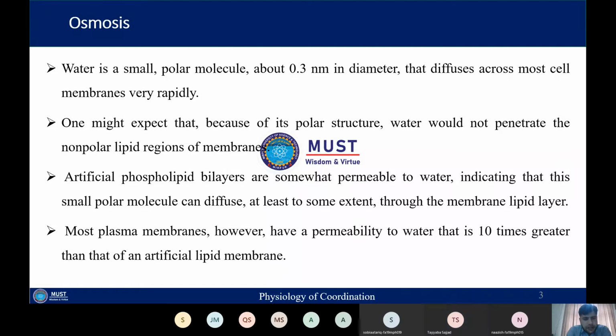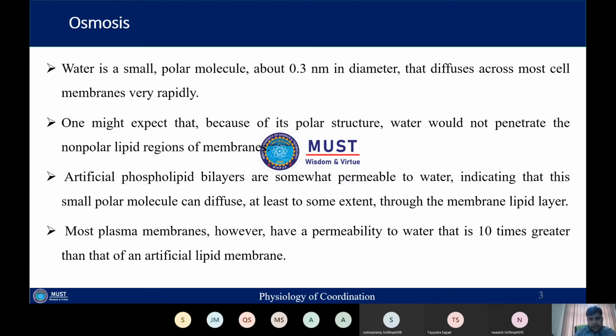If we take an artificial phospholipid bilayer and examine the permeability of the water, it will show some sort of permeability. So it means that water can diffuse through these small channels or small areas, at least to some extent, although majorly the membrane is made up of lipid bilayer. When we talk about the natural plasma membrane, it has a permeability to water that is 10 times higher than that of the artificial lipid bilayer.